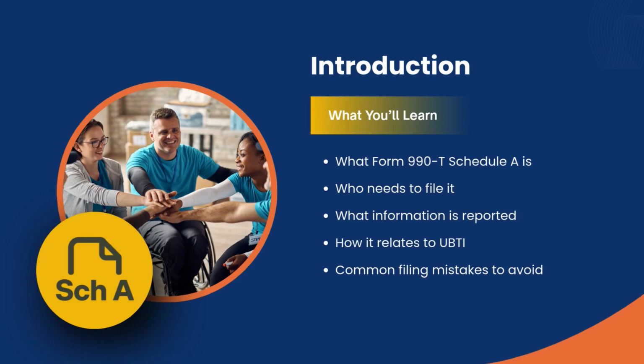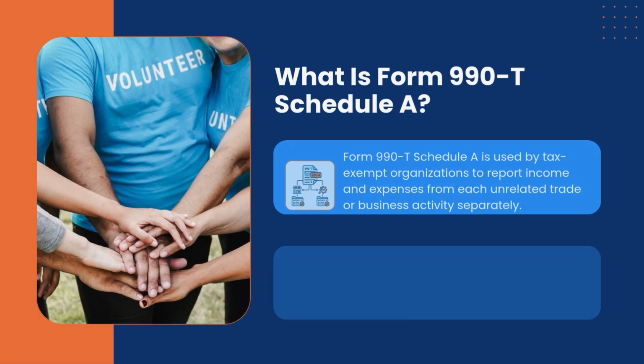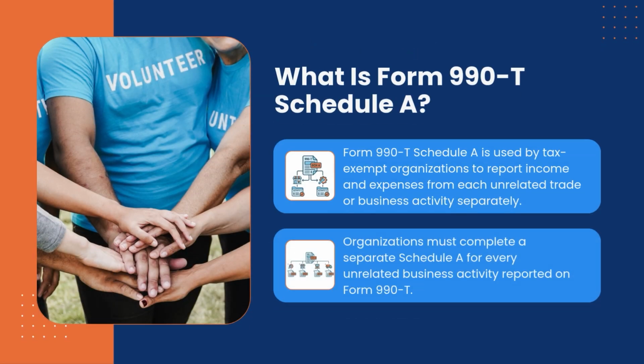Let's get started. Form 990T Schedule A is used by tax-exempt organizations to report income and expenses from each unrelated trade or business activity separately. In simple terms, if your nonprofit earns money from activities unrelated to its exempt mission, the IRS may consider that unrelated business taxable income, commonly called UBTI. And when filing Form 990T, the IRS requires organizations to complete a separate Schedule A for each unrelated business activity.